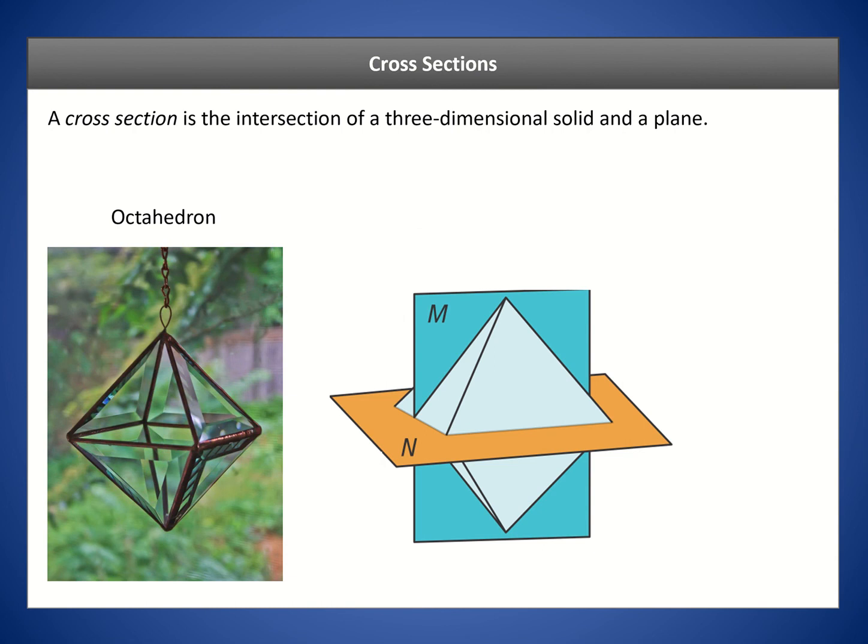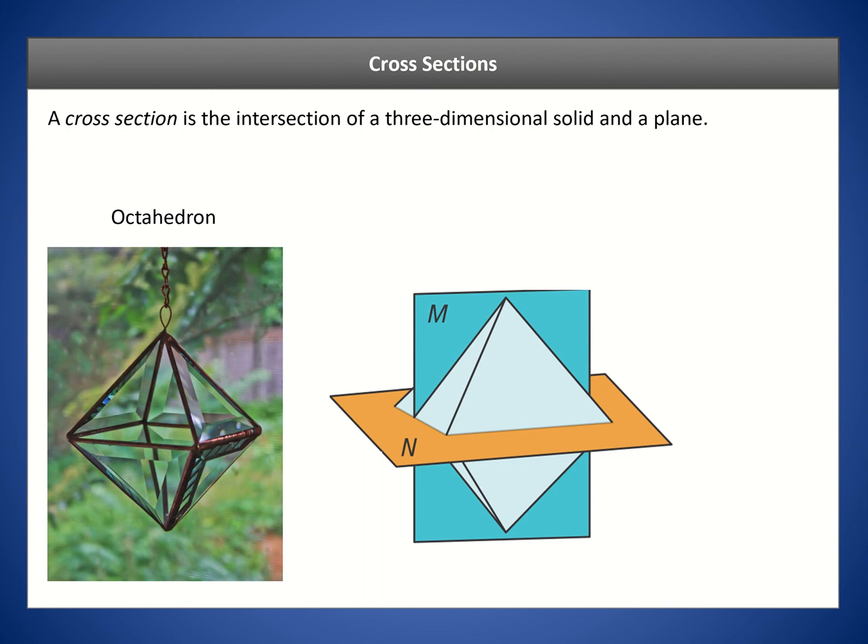All right, so let's look at cross-sections. A cross-section is the intersection of a 3D solid and a plane. So if I take this 3D solid, which is called an octahedron because it has 8 sides, 1, 2, 3, 4, and then 4 on the bottom. So it's basically two pyramids put together. That's really what it is, two pyramids.